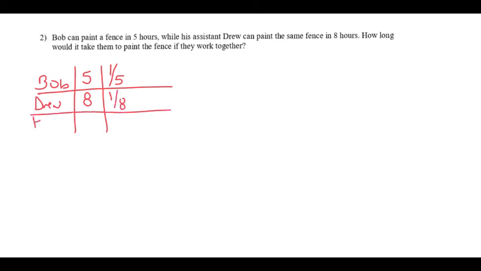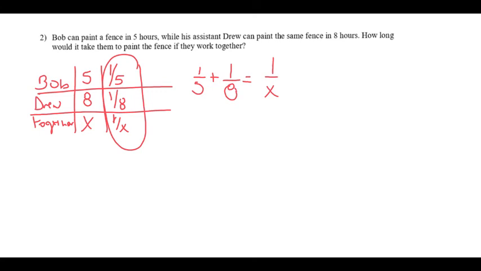And then we'll do together. It takes them, we don't know how long yet, that's what we want to figure out, so it's x. But in 1 hour, they can do 1/x of the fence. So again, this is our equation right here. So we'll do 1/5 plus 1/8 equals 1/x. And we need to clear our equation of our fractions. So 5 and 8, my common denominator there would be 40. And we have x, so it's going to be 40x. That will multiply everything by.